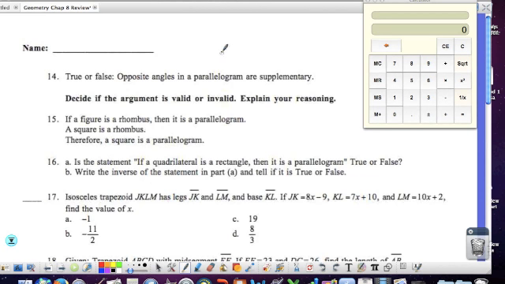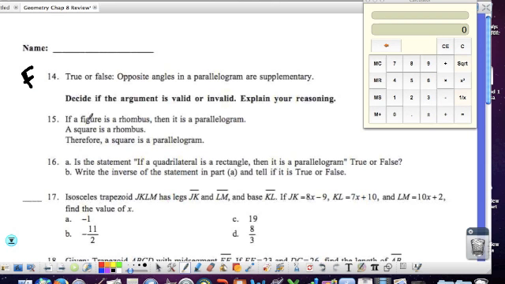Opposite angles in a parallelogram are supplementary. That is false. Consecutive interior angles in a parallelogram are supplementary, but not opposite angles. Opposite angles are congruent.